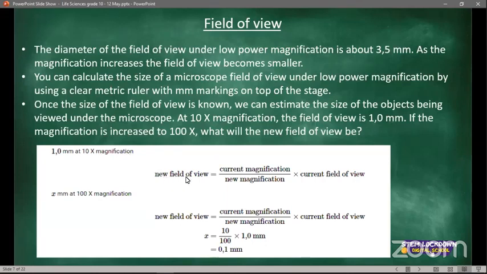So for the new field of view, you are going to calculate it by saying the current magnification divided by the new magnification, all multiplied by the current field of view. So our current magnification is 10, and our current field of view is 1 millimeter. Now the new one is the 100 times magnification.